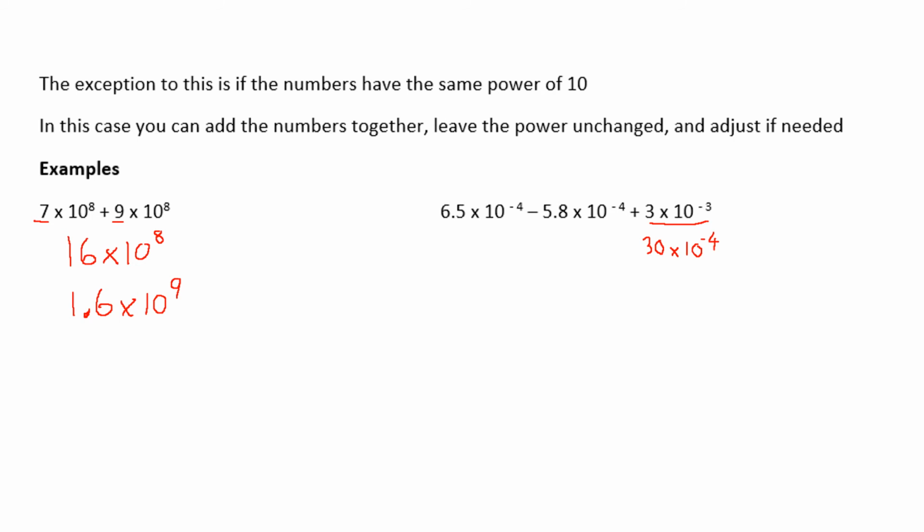And then we can add our numbers together. So we can add our 30 and our 6.5 together, and we can take away our 5.8. That gives us 30.7 times 10 to the minus 4. Once again, you have to make an adjustment with that. It will go down to 3.07 times 10 to the minus 3. So yeah, there's a little shortcut we can use there.